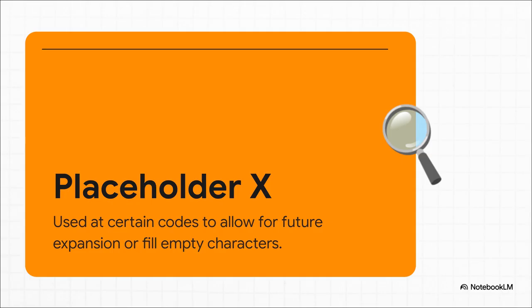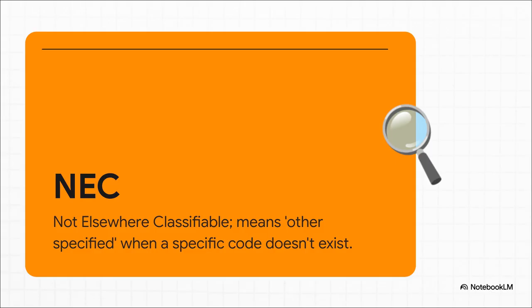So the coder uses this placeholder X to bridge the gap. It fills the empty spaces in this highly structured language just to ensure that final character lands exactly where the computer systems expect it to be. Pretty clever, right?